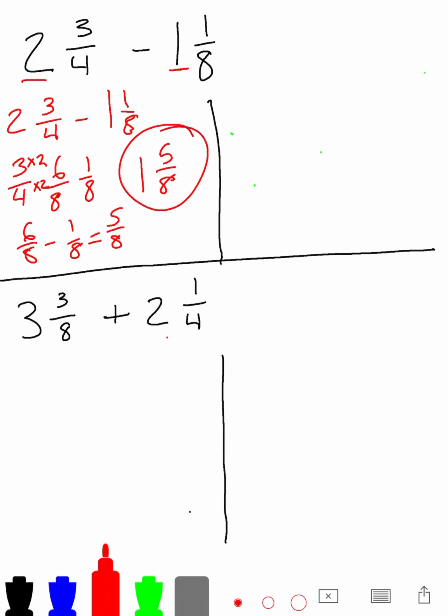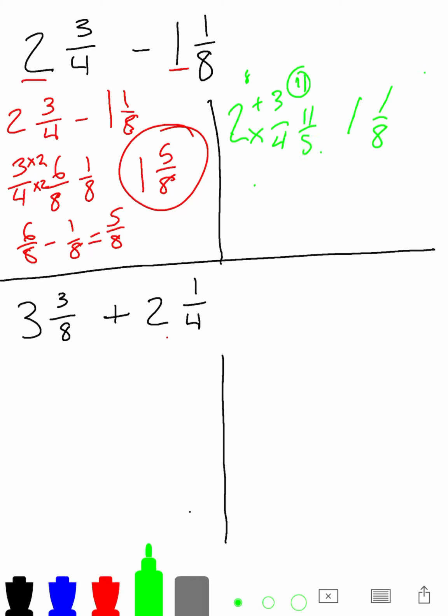The other way I can look at this is to do improper fractions. So 2 3/4 and 1 1/8. I multiply 4 times 2, which is 8, and then I add the 3, which gives me 11. So I have 11 fourths over here, and then on this side I do 8 times 1 is 8, plus 1 is 9/8 here.